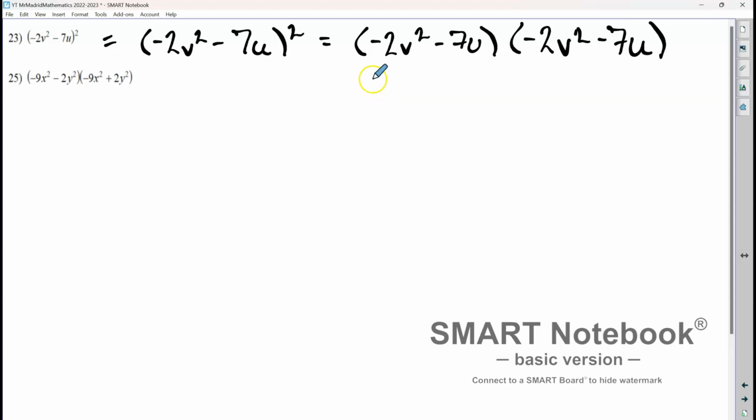So this times this gives us 4v to the 4th. This times this gives us another positive 14, alphabetical order, uv squared. This one times this one, another positive, 14uv squared. And the last term is another positive 49u squared.